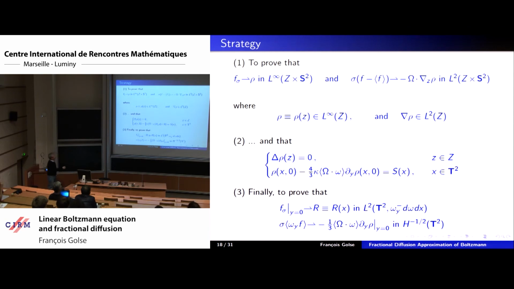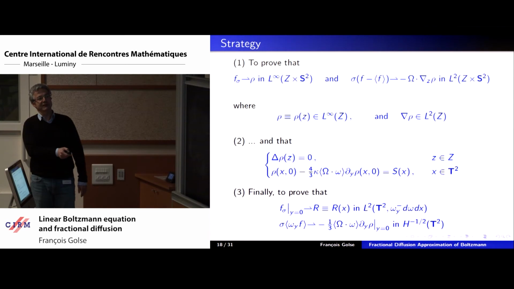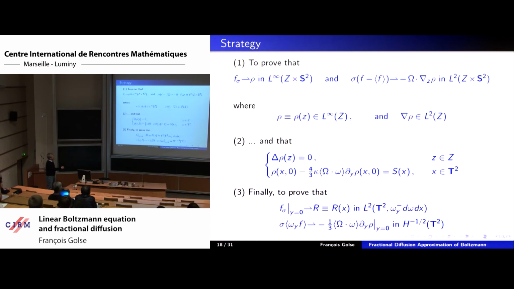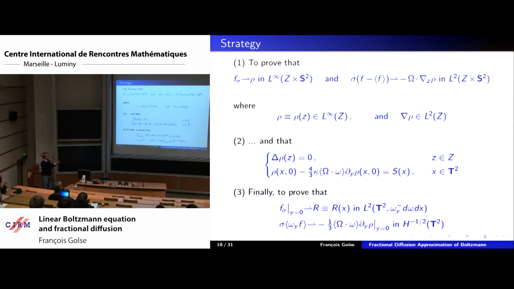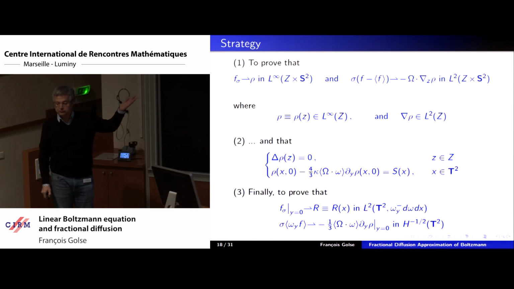And then, all right, then you have to prove, well, it's a mathematical requirement, that the trace on the boundary of f sigma converges to R of x, which is the trace of this guy, and that the flux of f converges to minus 1/3 of capital omega dot little omega dy rho on the boundary. And the convergence here is in H minus 1/2 of T2, right? So if you want to pass to the limit and obtain the fractional diffusion equation, you have to do these two limits.